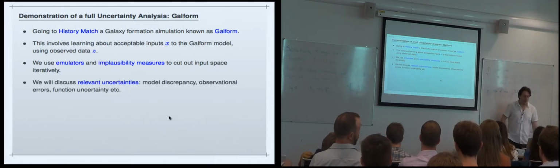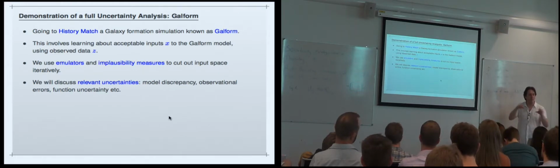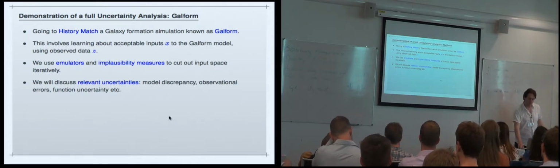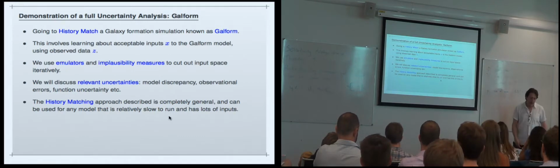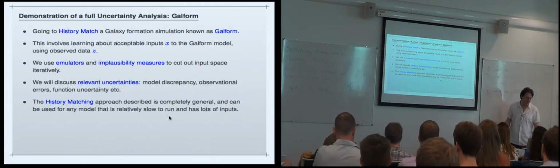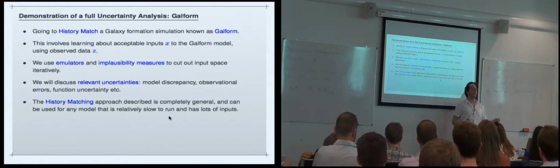We'll discuss the relevant uncertainties. This will hopefully show you what I mean by a full uncertainty analysis. We've teased out many of the uncertainties in this game, and we've put them all into our calculation: model discrepancy, observational errors, functional uncertainty, etc. This history matching approach is completely general and can be used for any model that's relatively slow to run and has lots of inputs. You can use it on a fast model too.